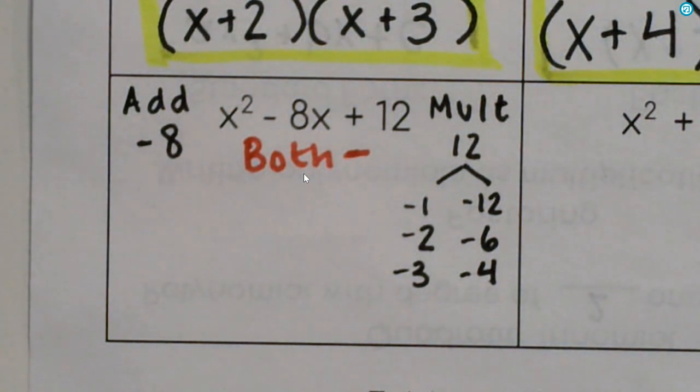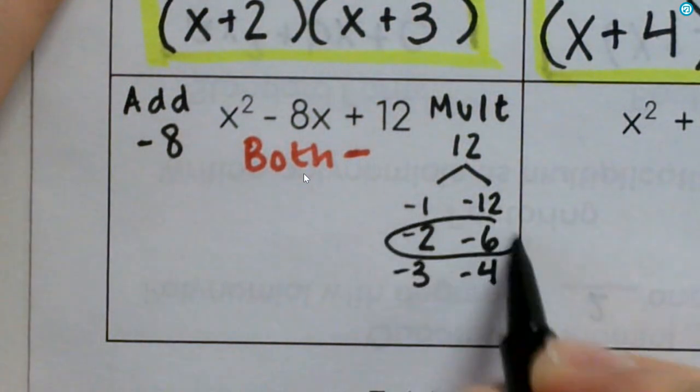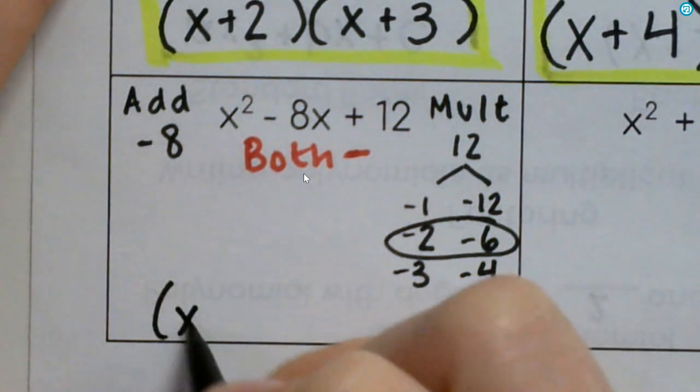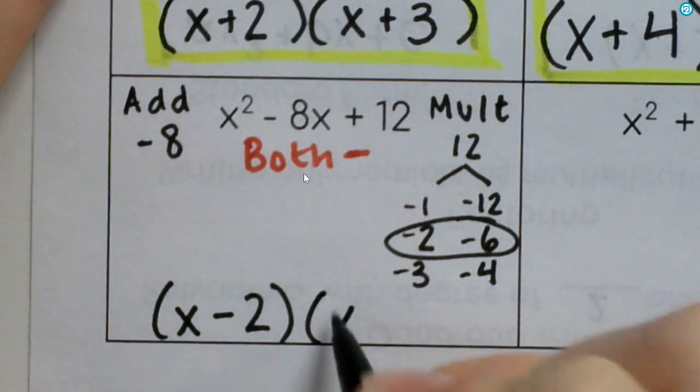Okay. Which of those numbers add together to be negative 8? 2 and 6. So negative 2 plus negative 6 is negative 8. Awesome. So my answer on this one is x minus 2 times x minus 6.